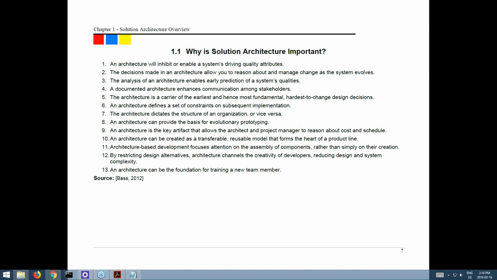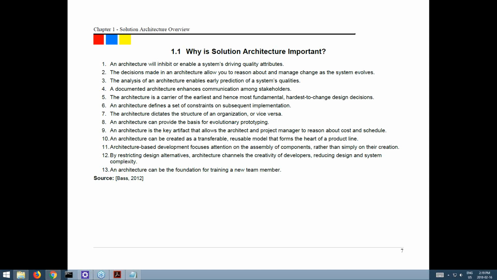Architecture can provide the basis for evolutionary prototyping, by helping us think out what we need to know most desperately and at the most core level in order to move forward. Then we can do a prototype of that core level, find out what we need to know, and use that as input to subsequent design. Architecture is also a key artifact that lets the architect and the project manager reason about cost and schedule. The idea of work breakdown structures and project management naturally reflects the architecture, because we split an architecture into modules and subsystems and systems. That's just a natural work breakdown structure too.